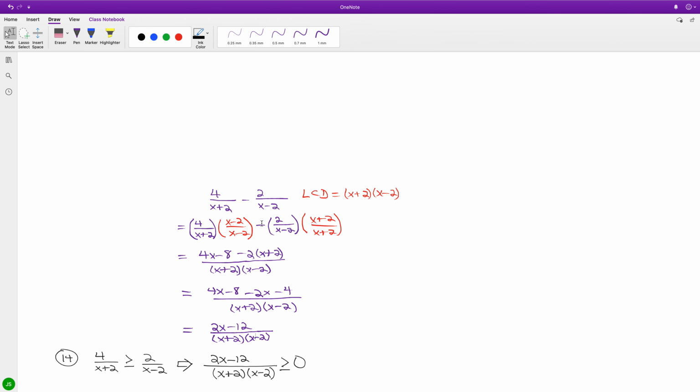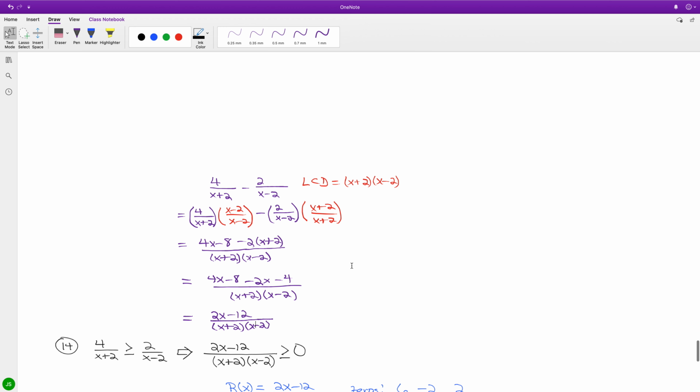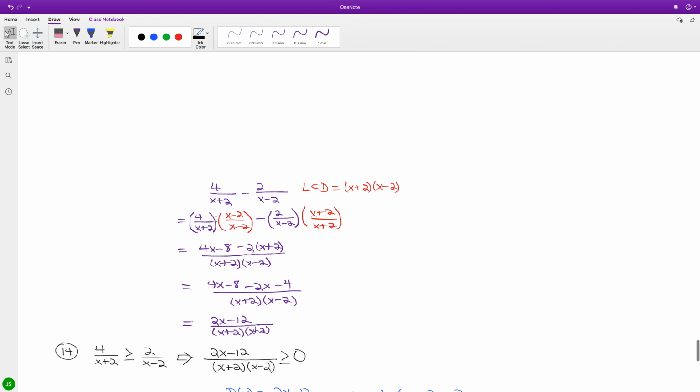And as for 2 over x minus 2, it has the x minus 2 factor, but it's missing x plus 2. So to make the adjustments, we're going to multiply this ratio by 1 in the form of the missing factor divided by itself. And looking at the distribution, we have 4 times x minus 2 is 4x minus 8. Bring down subtraction, and I have 2 times the quantity of x plus 2, all over the quantity x plus 2 times the quantity x minus 2.